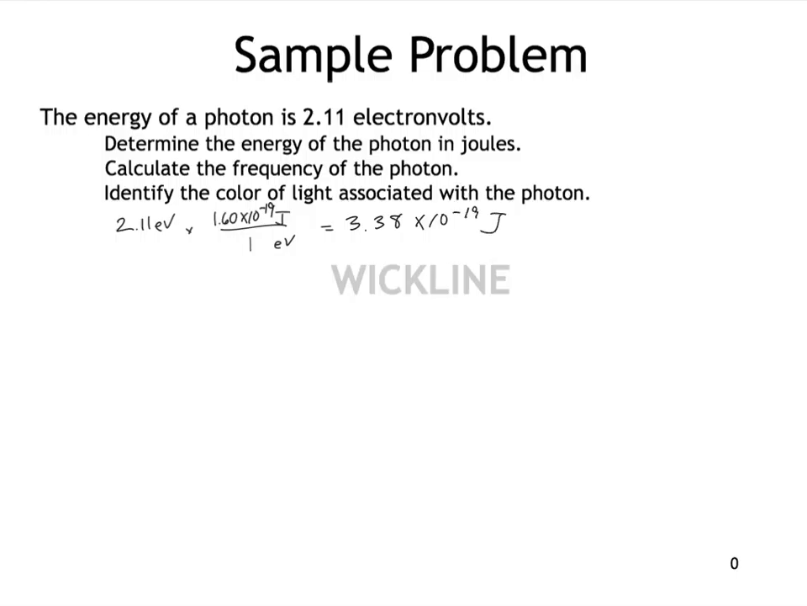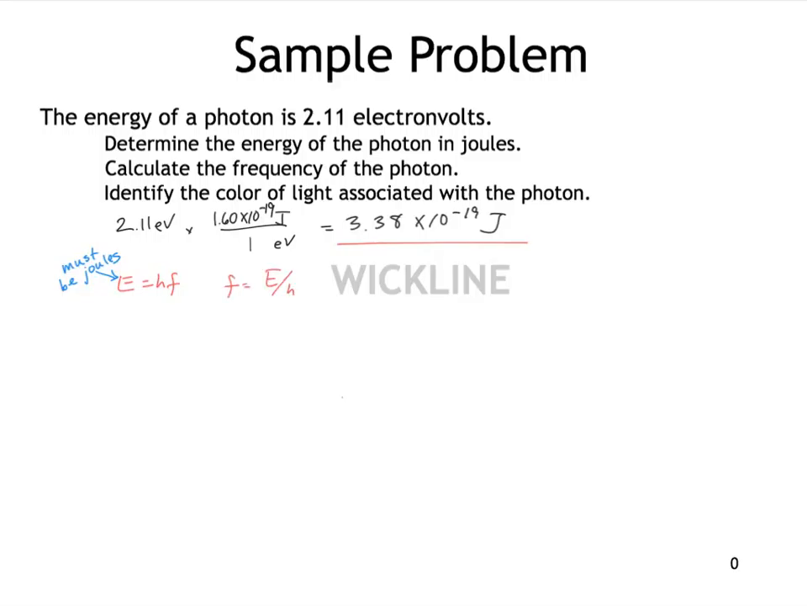Part 2. Let's calculate the frequency of the photon. So E equals hf, and it's going to be really handy that we have converted into joules up here, because the energy stated in this equation must be in joules. But I can basically just rearrange. I need the frequency to be alone.